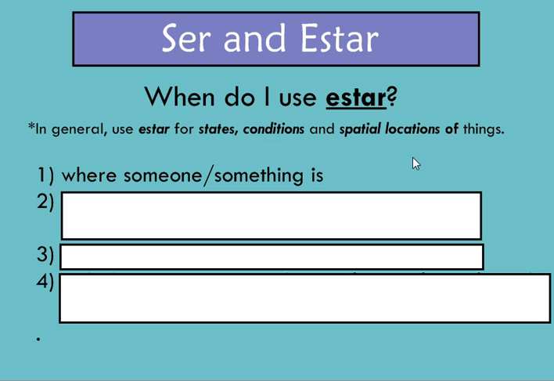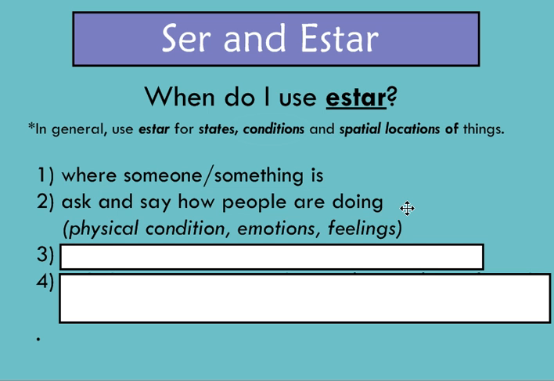So the first one, saying where someone or something is, pretty straightforward there. And the second one, to ask and say how people are doing. Okay, so estar can also be used to comment just on the condition of something or the state at a particular point in time. So you can use estar to tell your girlfriend that she looks beautiful today. Now, be careful with this one. You want to tell her that she's always beautiful, but to tell her that she looks particularly fetching today, you use estar.